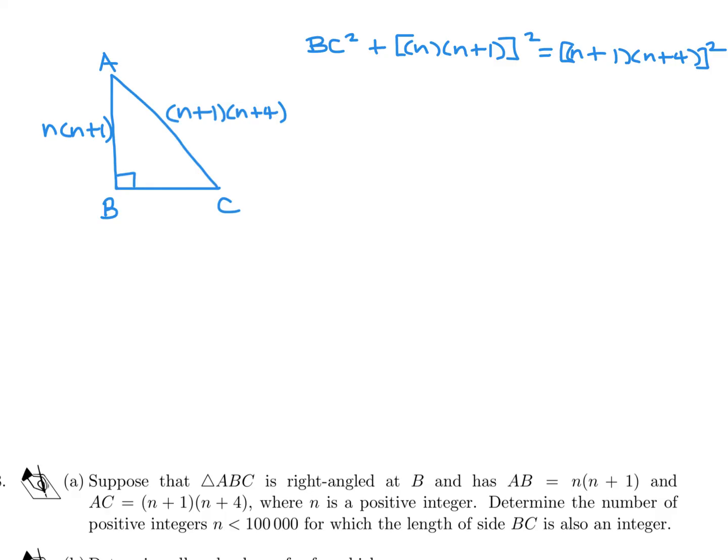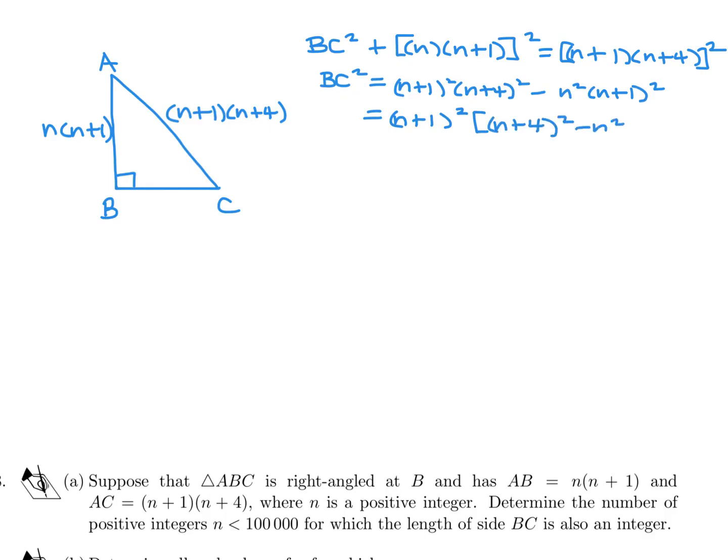Okay, so let's see what we can do here. Let's isolate for BC squared, put everything on one side. So this is going to be n plus 1 squared times n plus 4 squared, minus n squared times n plus 1 squared. I think I can factor out an n plus 1 squared at least, and that will leave me with n plus 4 all squared minus n squared. I'll leave the n plus 1 squared alone for now. When you expand the stuff in the brackets and collect like terms, you just get 8n plus 16.